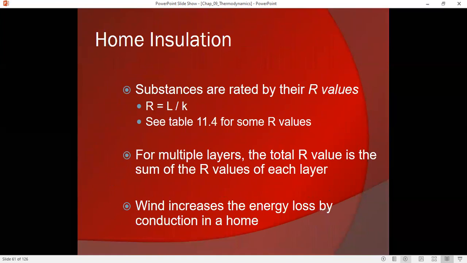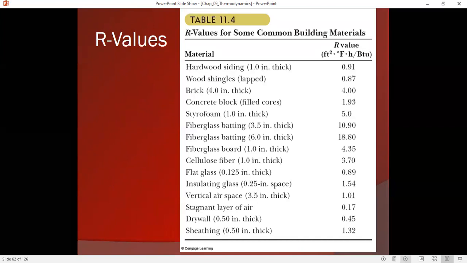Now, another thing we come across when we talk about insulation is this concept of R value. R value is a combination of the thickness of the insulation that we're using and its conductivity. The higher the R value, the better the insulation. Now, when we go out and buy insulation, we typically look at what the R value is. How well is it going to insulate my apartment, or how well is it going to insulate my home? Again, fiberglass insulation is a very common insulation.